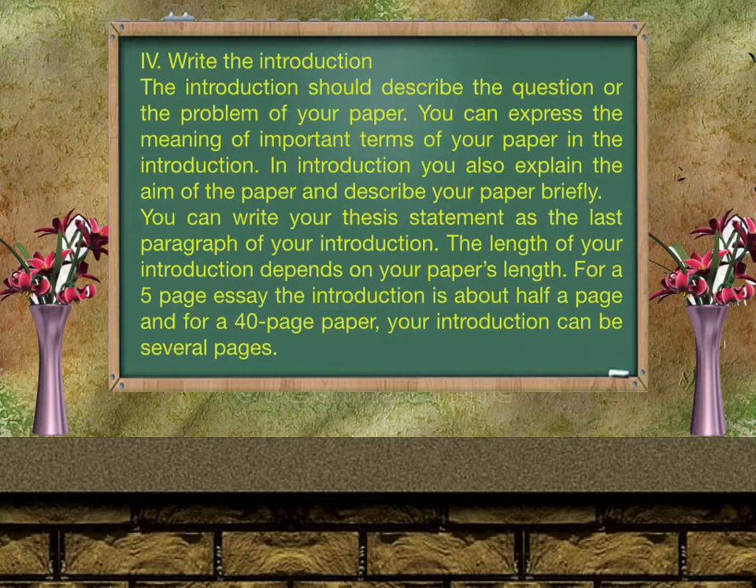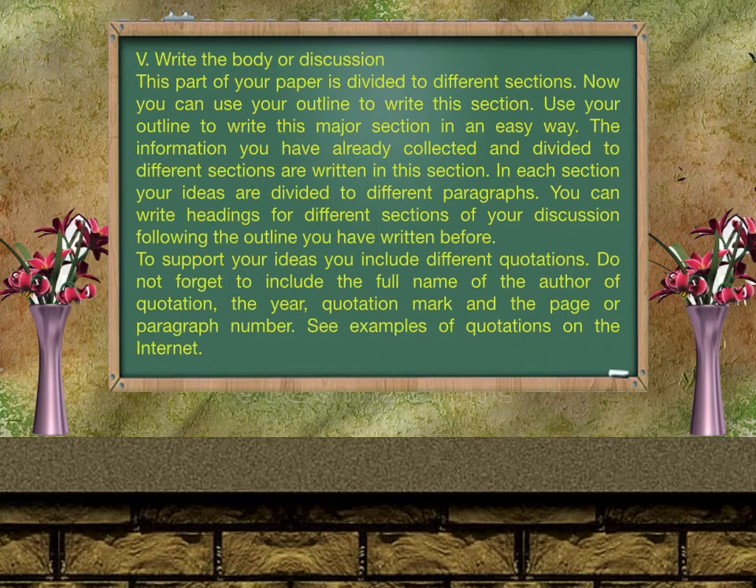Write the introduction. The introduction should describe the question or the problem of your paper. You can express the meaning of important terms of your paper in the introduction. In introduction, you also explain the aim of your paper and describe your paper briefly. You can write your thesis statement as the last paragraph of your introduction. The length of your introduction depends on your paper's length. For a 5-page essay, the introduction is about half a page, and for a 40-page paper, your introduction can be several pages.